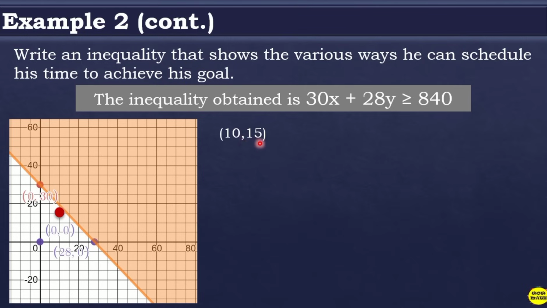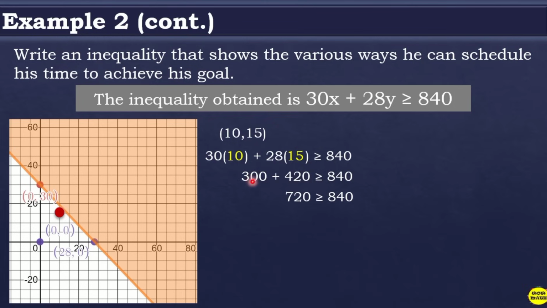Ano ba ibig sabihin nitong ordered pair na kinuha natin? Ibig sabihin, pwede kaya siyang magtrabaho ng 10 hours doon sa kanyang first job at 15 hours sa kanyang second job. So, let's see. Substitute natin yung 10 and 15. We will multiply 30 times 10, that is 300, and then 28 times 15, that is 420. Now, we will simplify. So, 300 plus 420, that is 720, which is it greater than or equal to 840?